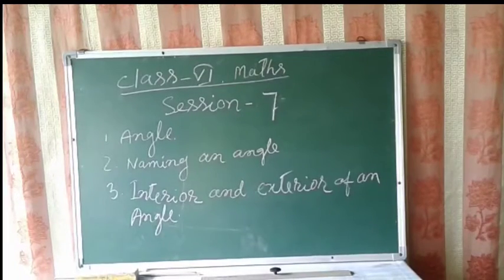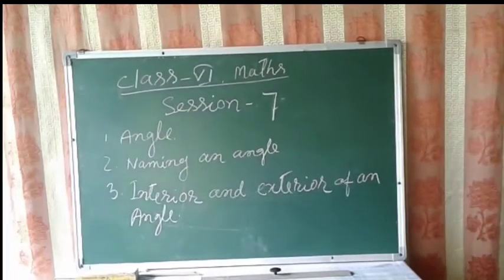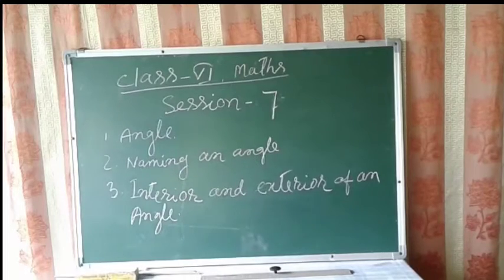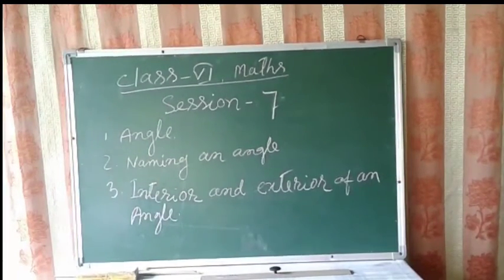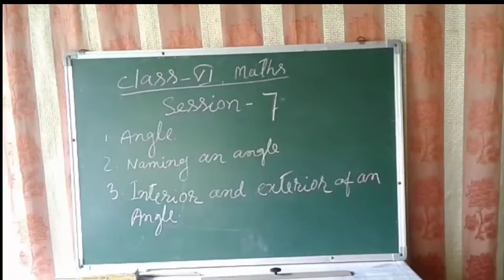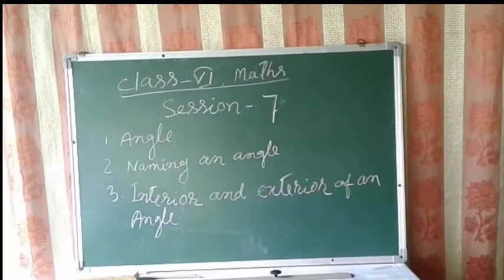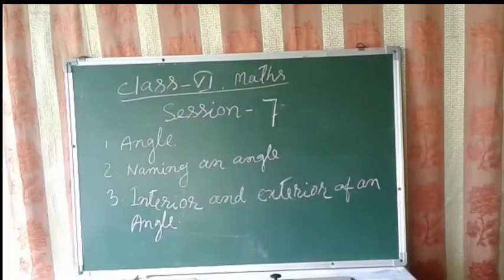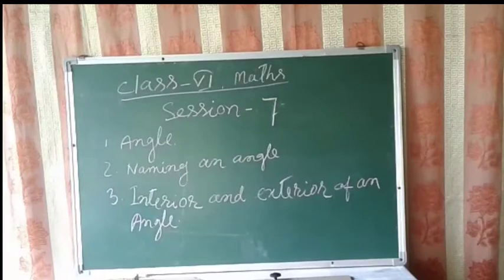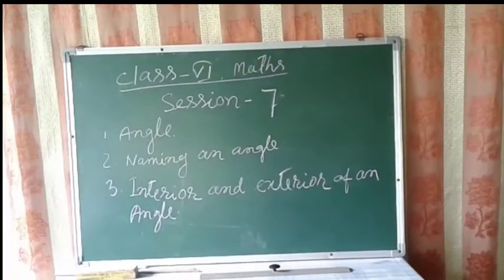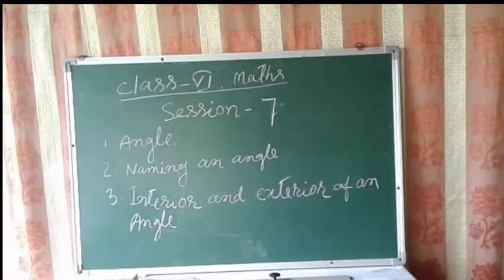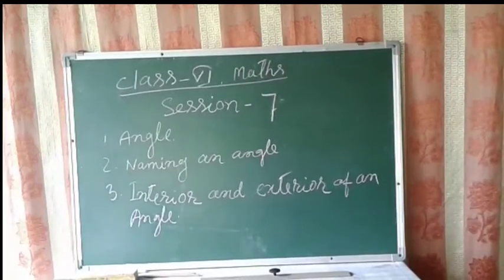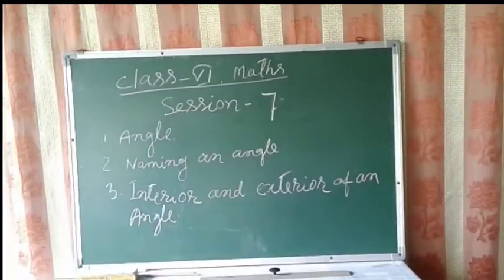Now, there is a question: what is an angle? An angle is made up of two rays that have the same end point. The end point at which the two rays meet is called the vertex of the angle. Each of the rays that form the angle is called an arm of the angle.